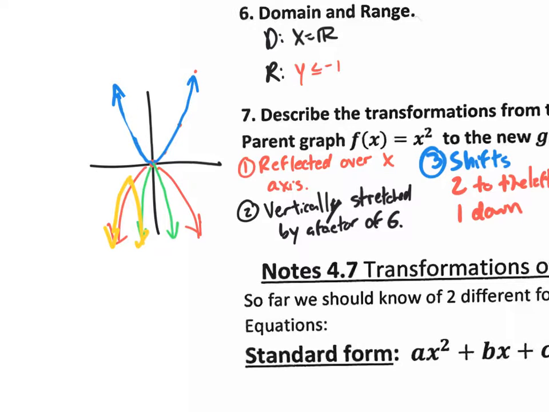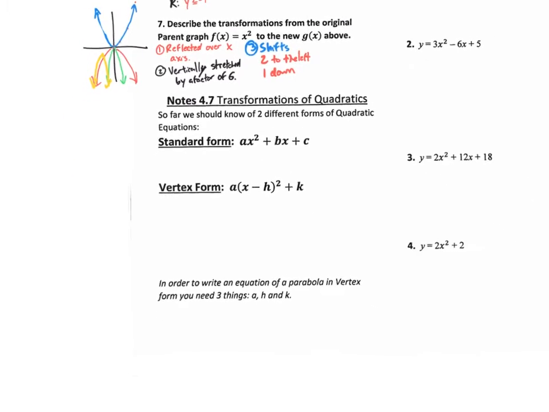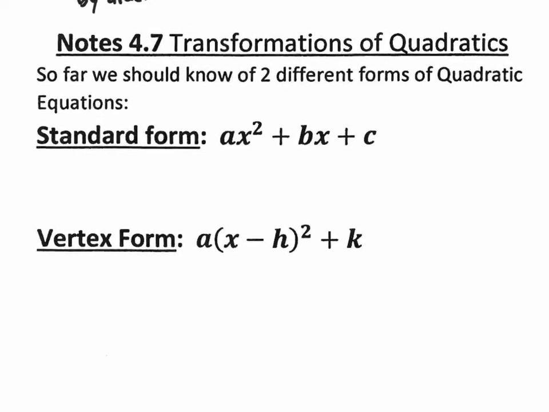So the original blue got reflected over the x-axis, giving you the red. Then it got vertically stretched, making it more narrow, giving you the green. And then it got shifted 2 to the left and 1 down, giving you the final product, the yellow. Okay. Those are the transformations. Those are all things we should know. So let's move on to today's notes.